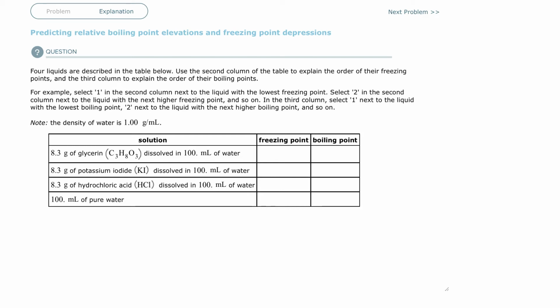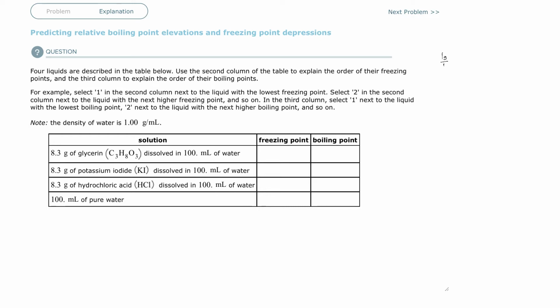All right. So let's look at the weight of the water first. You have 100 mils of water in all cases. So how many kilograms is that? It gives you the density of water. So the density of water is 1 gram per milliliter.